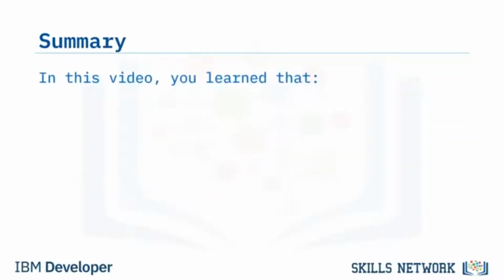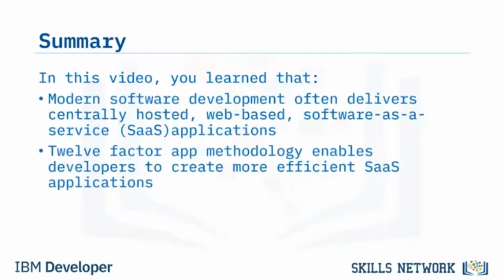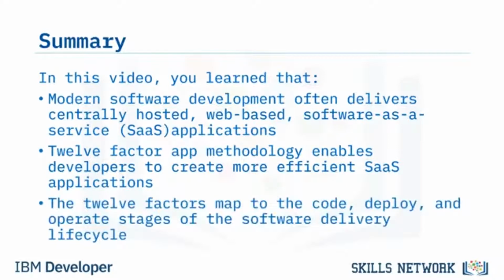In this video, you learned that modern software development often delivers centrally hosted, web-based software-as-a-service applications. 12-factor app methodology enables developers to create more efficient SaaS applications. The 12 factors map to the code, deploy, and operate stages of the software delivery lifecycle.